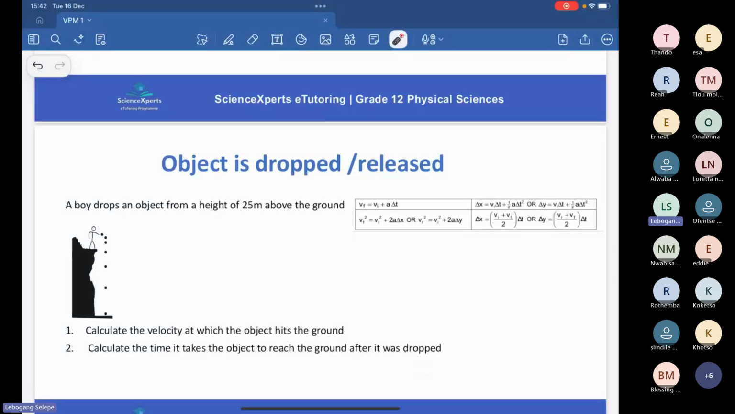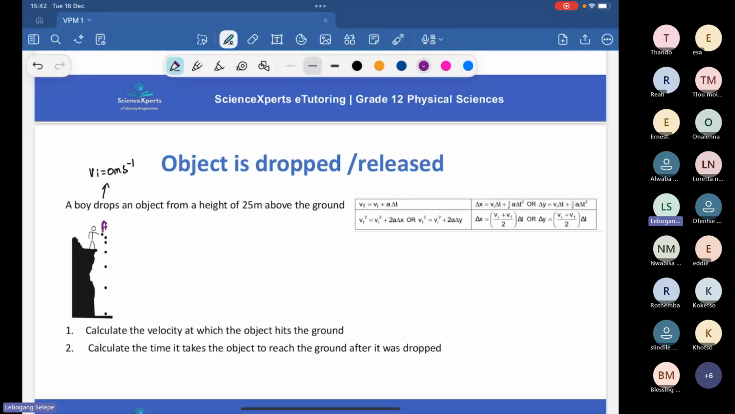So now let's take a look at different scenarios. In scenario number 1 here, they tell us that a boy drops an object from a height of 25 meters. So remember, what does drop mean? It means that V initial is 0 meters per second, the velocity at the point where it was dropped is 0 meters per second. So I can name this point where it was dropped point A, right? And when it hits the ground, I can name it point B. They said that from A to B, that height is 25 meters.